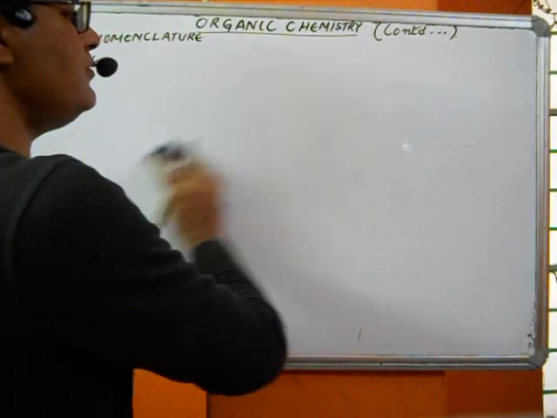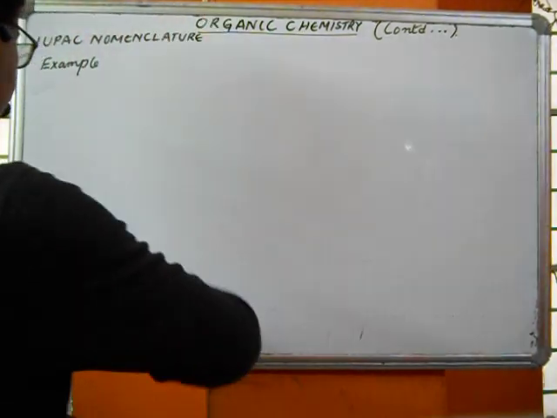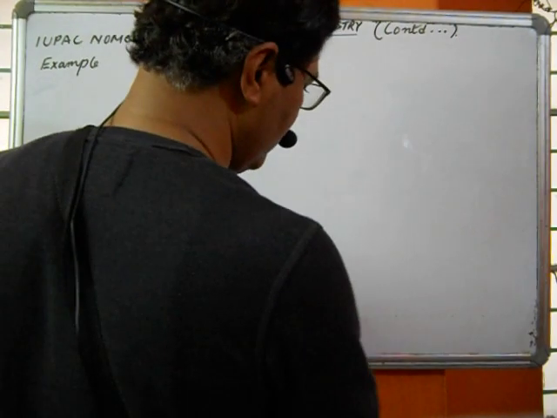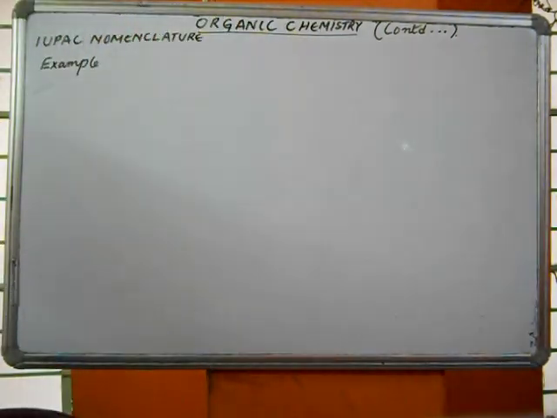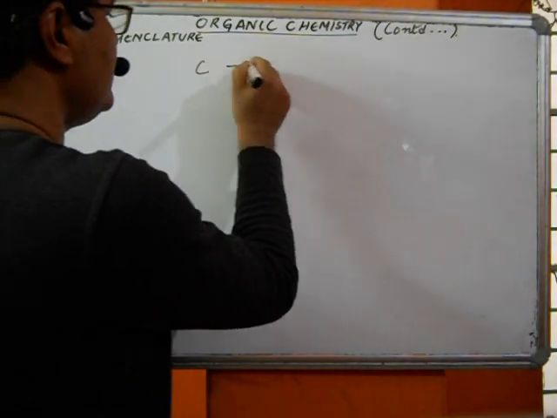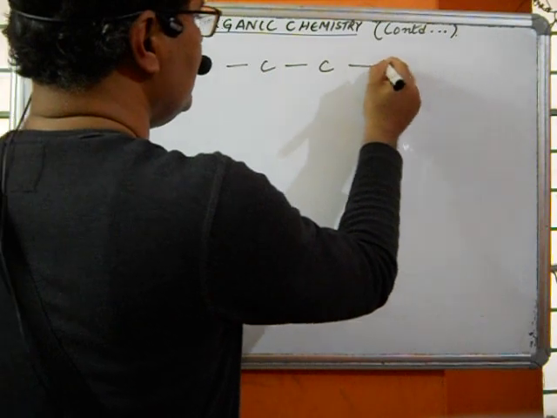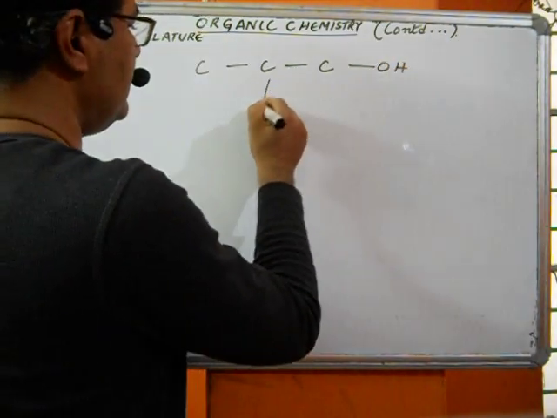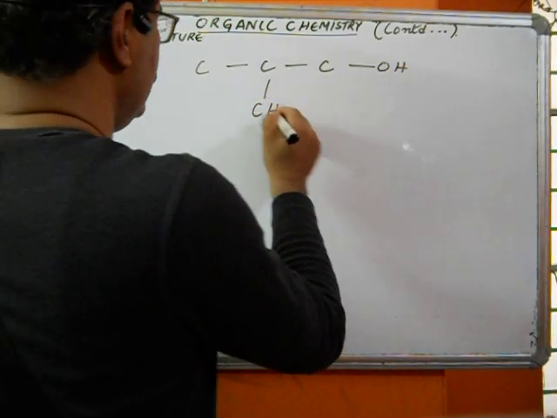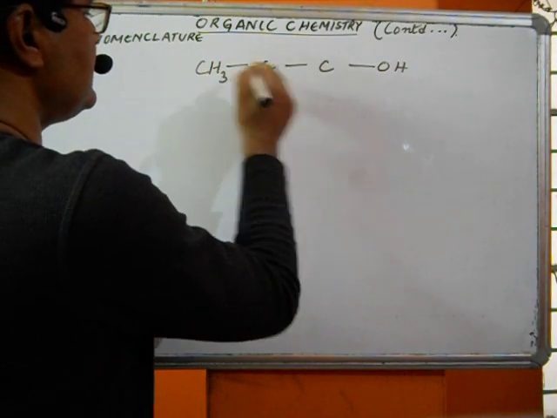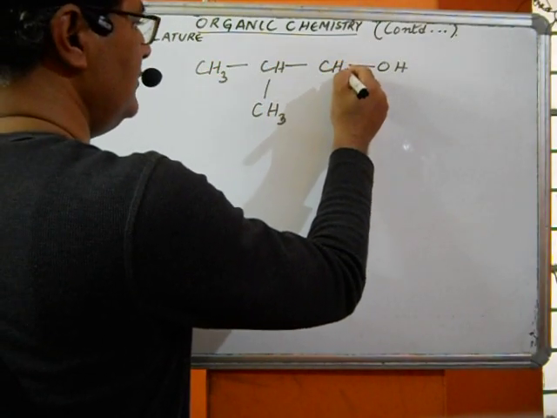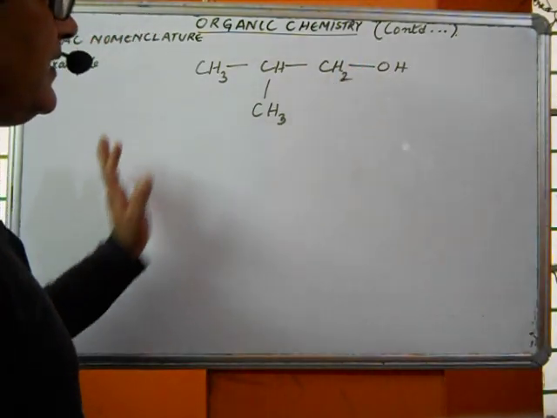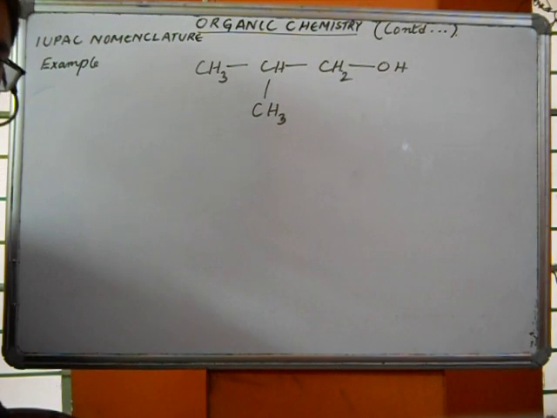Now we will try to do a branched compound with the same functional group. Okay? A branched compound with the same functional group. 1, 2, 3, OH is over here and I put a CH3 over here. So what will be this? CH3, CH, CH2. Right? So this is my branched compound.